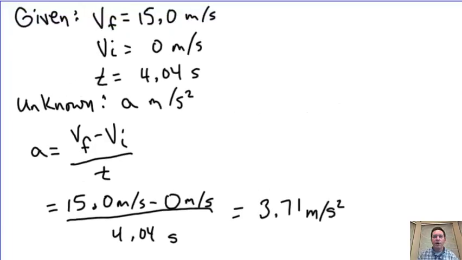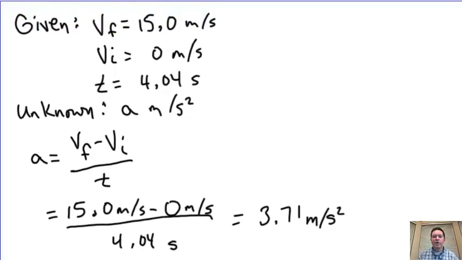So final velocity was 15 meters per second, and I'm subtracting 0 meters per second, so it's still 15 meters per second, and then divided by time. So 15 divided by 4.04 gives me 3.71 meters per second squared.